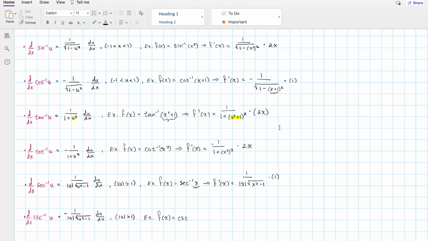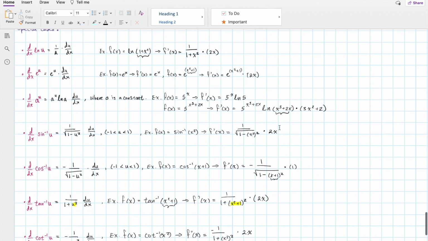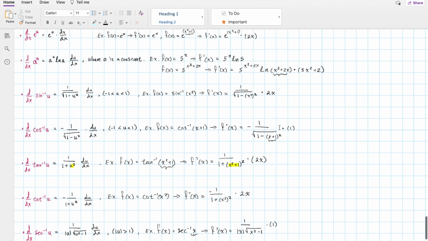For the next one, same idea. Let's say f of x is equal to arccosecant of x squared. Then our derivative, f prime of x, is equal to negative 1 over the square root of x squared to the power of 2 minus 1 times the absolute value of x squared, multiplied by the derivative of x squared, which is 2x, again, what we plugged inside the function. Okay, this was a lot, but let's not cry yet. It gets better, I promise.